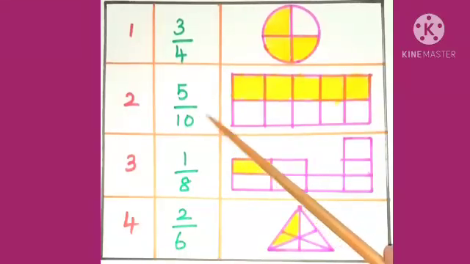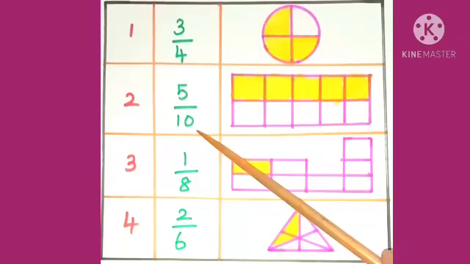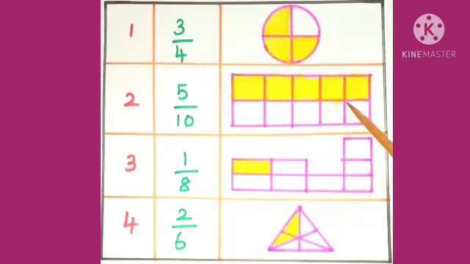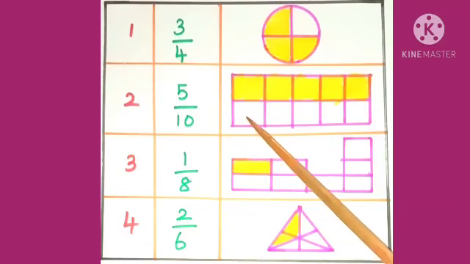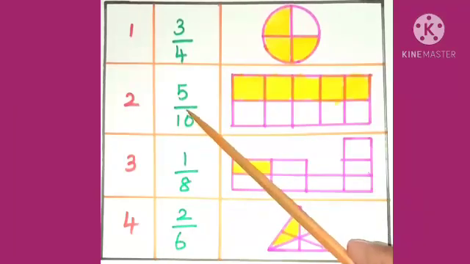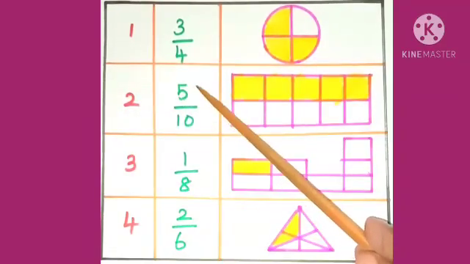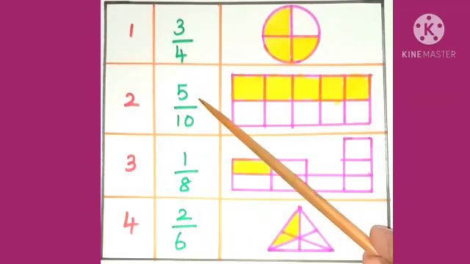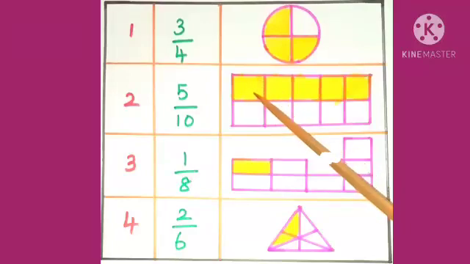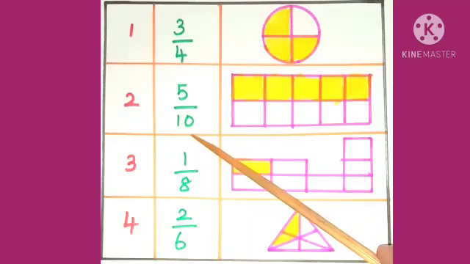And come to the next fraction, 5 by 10. 10 represents the total number of parts. The rectangle is divided into 1, 2, 3, 4, 5, 6, 7, 8, 9, 10. Thus 10 is the denominator, the total number of parts that make up a whole. And 5 is in the numerator. That is, we are going to shade 5 boxes, 5 parts in this rectangle. 1, 2, 3, 4, 5, which gives the fraction 5 by 10.